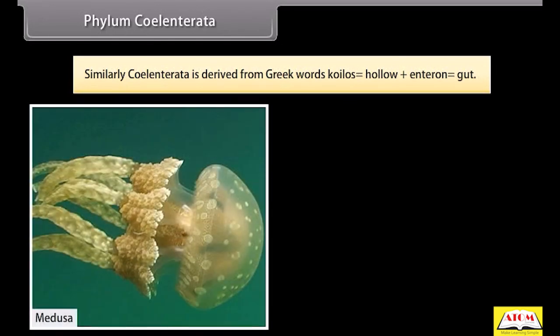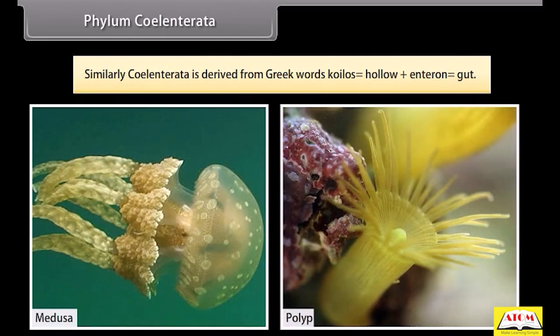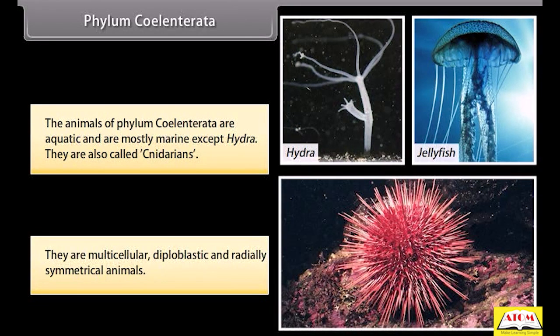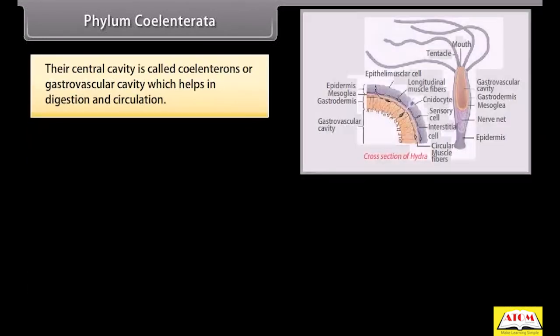Phylum Coelentrata. Similarly, Coelentrata is derived from Greek words koilos, hollow, plus enteron, gut. The animals of phylum Coelentrata are aquatic and are mostly marine except Hydra. They are also called cnidarians. They are multicellular, diploblastic, and radially symmetrical animals. Their central cavity is called coelenteron or gastrovascular cavity, which helps in digestion and circulation.